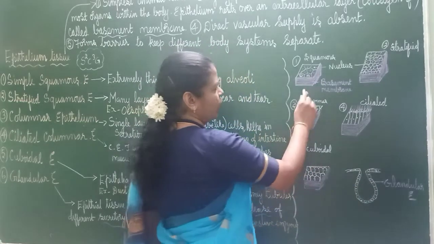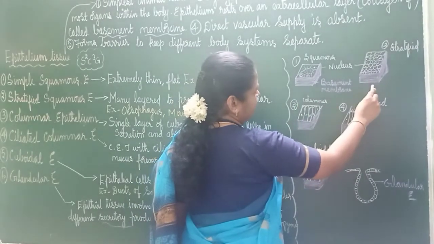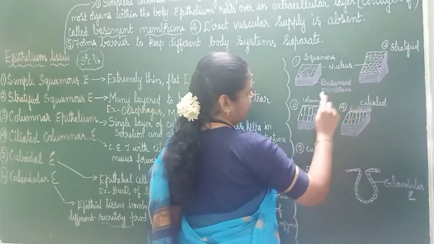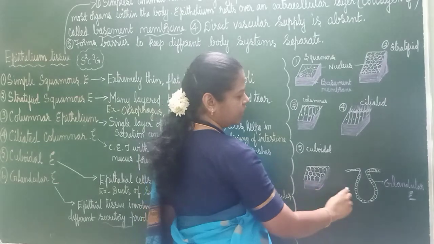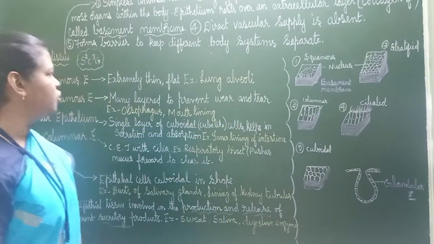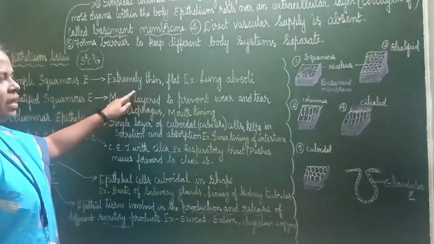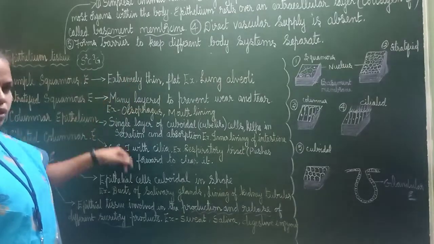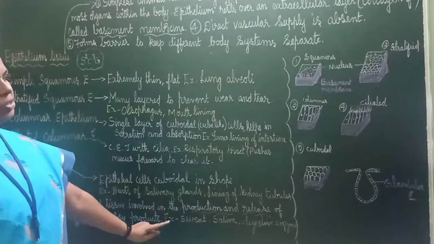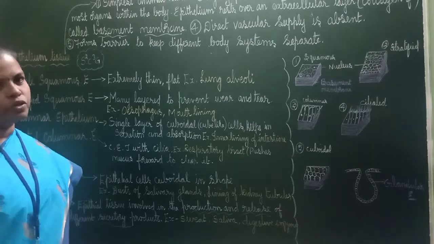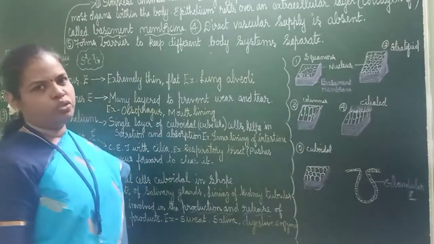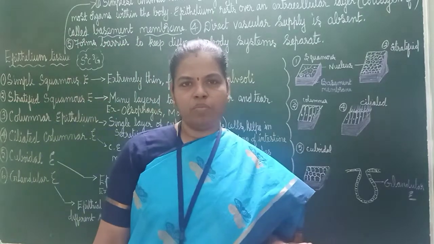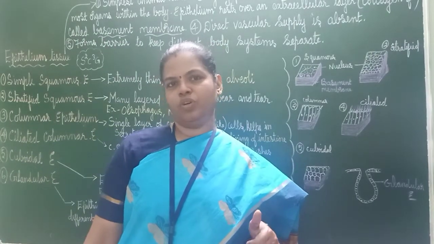So squamous epithelium, stratified epithelium, columnar epithelium, ciliated columnar epithelium, cuboidal epithelium and glandular epithelium. I have given only one line for each. Note it down, and note down one example also. Next to that you should draw the diagram also and practice it. So this is all about epithelium tissue. Tomorrow we are going to study about connective tissue. Okay. Bye children.